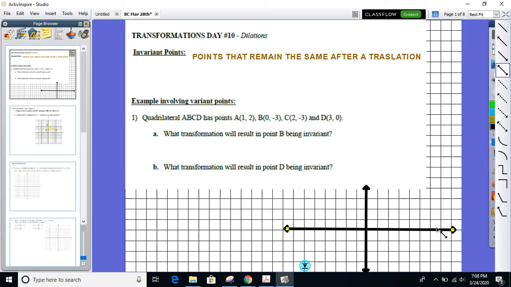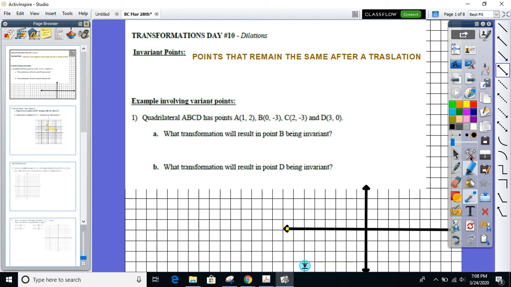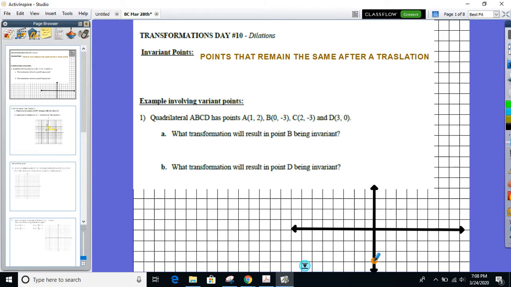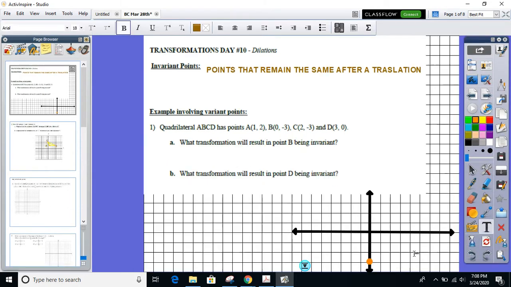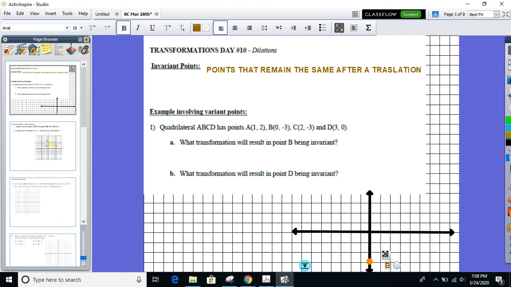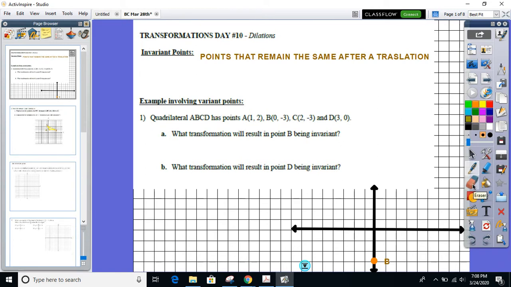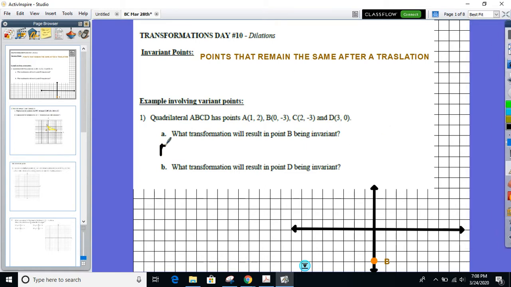So it asked me what transformation will result in point B being invariant. So if I graph point B, (0, -3), there's point B. So what type of transformation could I perform that will allow B to stay right where it is at (0, -3)? Well, first thing I'm sure comes to your mind is we could do a reflection around what line. What line could I reflect over that B stays B? And that would be your y-axis.